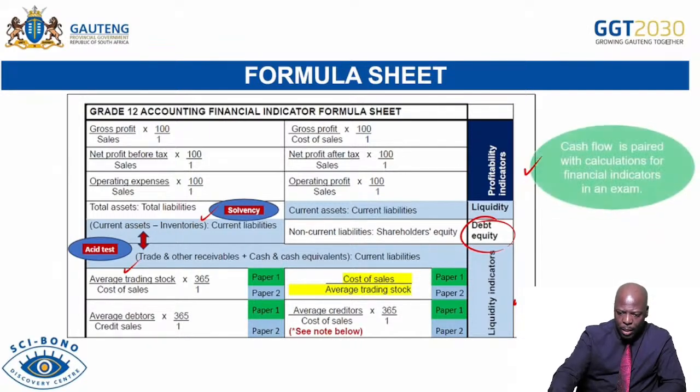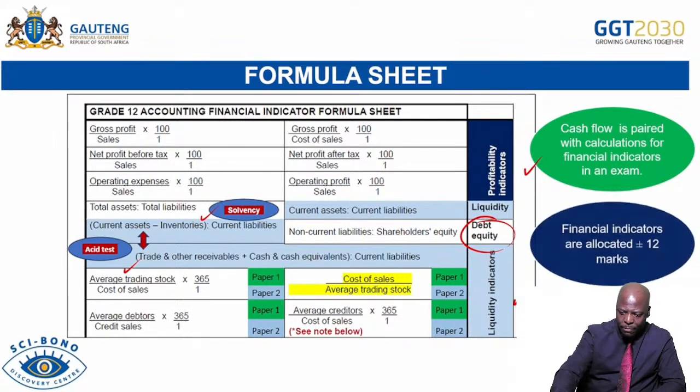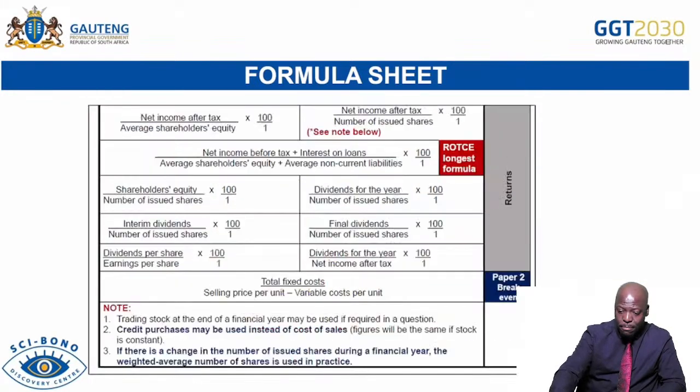The cash flow is paired with calculations for financial indicators in an exam, so you have to know your financial indicators. Financial indicators are allocated plus minus 12 marks. Here's the rest of the formula sheet, where you have your ROTCE. I think it's mostly known for being the longest formula, and we're going to do it in today's class as well.